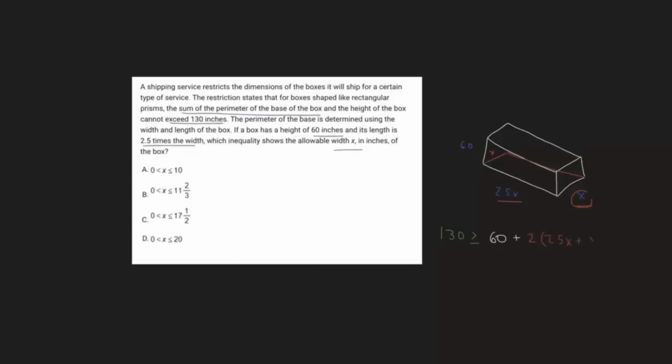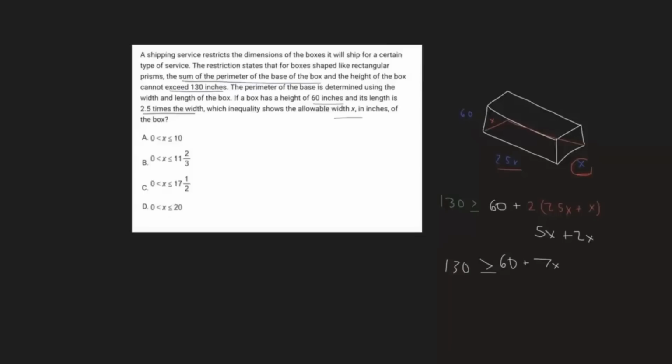plus x. All right, so now what we want to do is just expand this out. So 2 times 2.5x will just give us 5x. And then 2 times x is going to be 2x. And so we get 7x over here. So in our equation, we're going to have 60 plus 7x, and that is going to be less than or equal to 130.